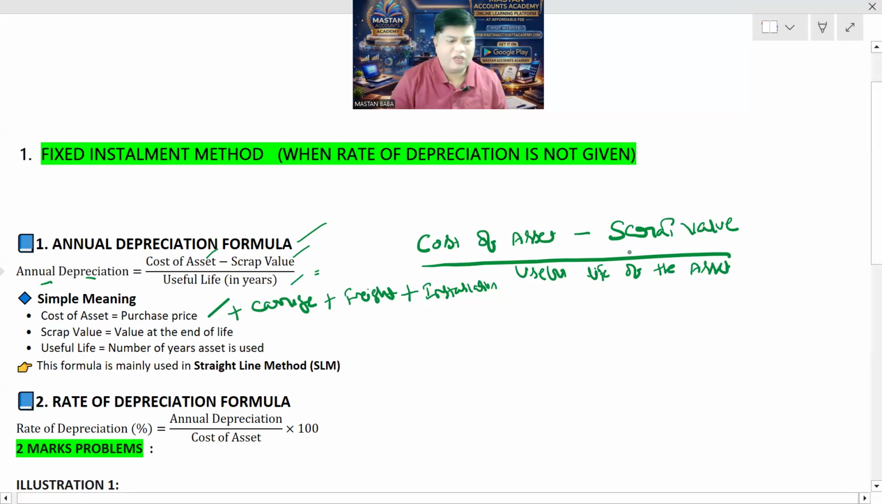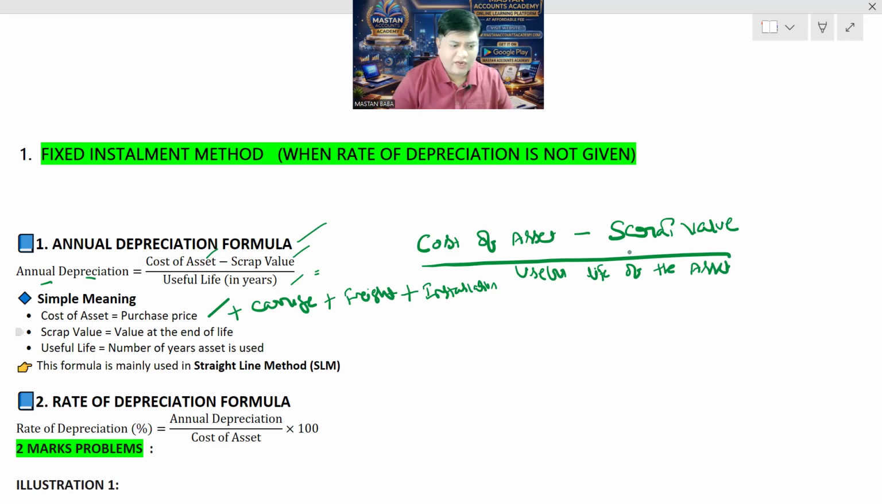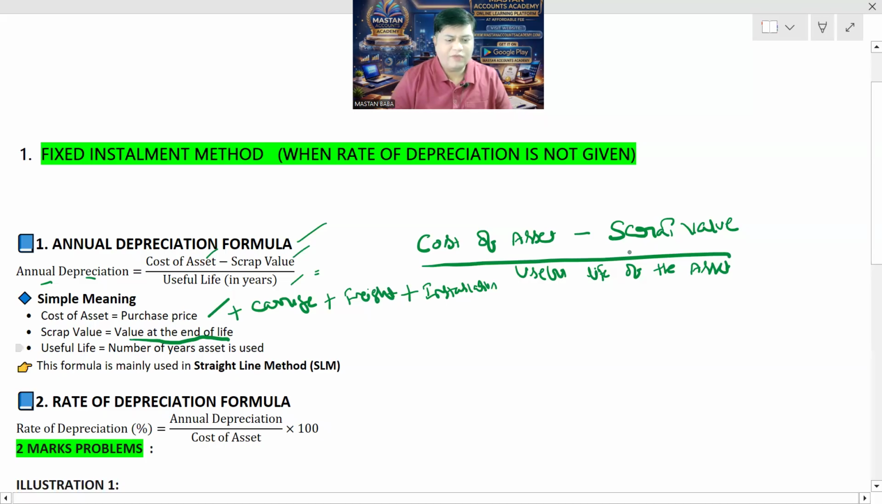సో ఇక్కడ ఏం చేయాలి? కాస్ట్ ఆఫ్ అసెట్ మీన్స్ యూ హావ్ టు ఇంక్లూడ్ ఆల్ ద ఎక్స్పెన్సెస్, purchase cost as well as carriage, freight and installation. Scrap value means value that will fetch at the end of the life. 10 years అంటే 10 years తర్వాత అమ్మితే ఎంత వస్తుంది అని ఏమంటామా? You can say salvage value. What is the other names for salvage value? Scrap value, or you can say residual value. And useful life means life of the asset.